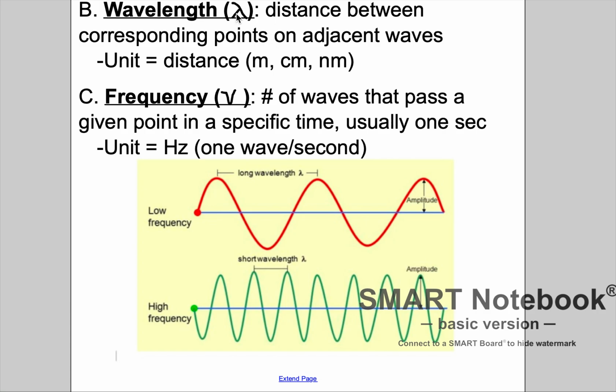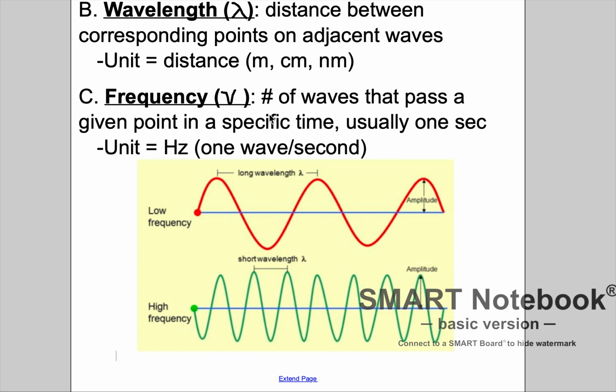Wavelength is denoted by the symbol lambda, and it is the distance between corresponding points on a wave. So from crest to crest, or from trough to trough, or from this point to this point, that would be a wavelength. We can use various units. The unit is going to be some type of distance: meters, centimeters, and nanometers. Nanometers tend to be the wavelengths we encounter in the problems that we will talk about here.